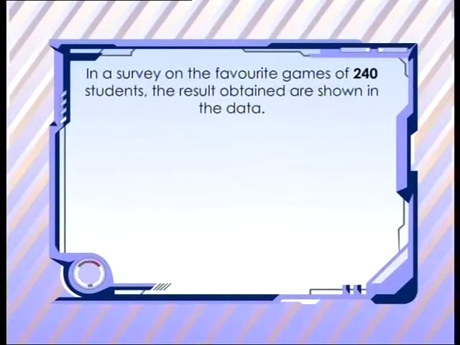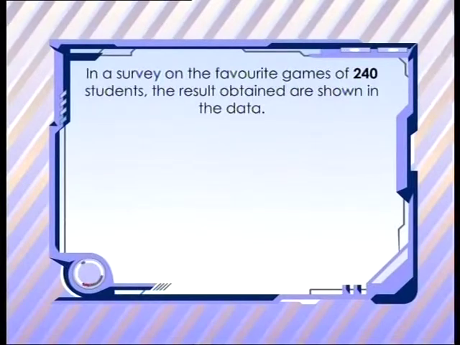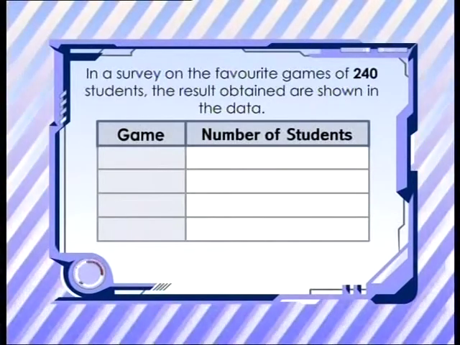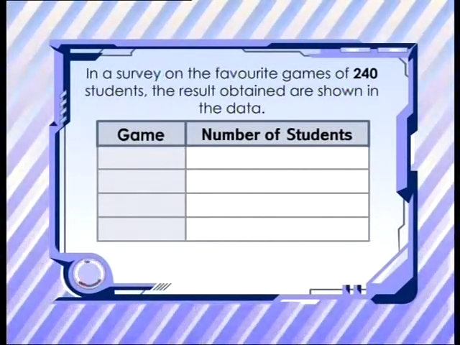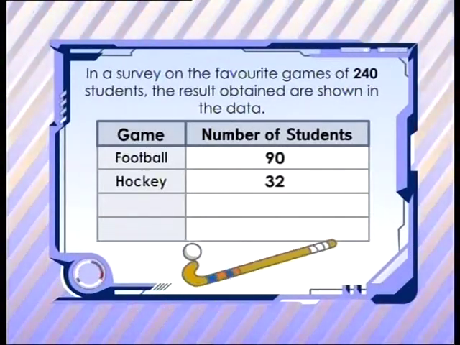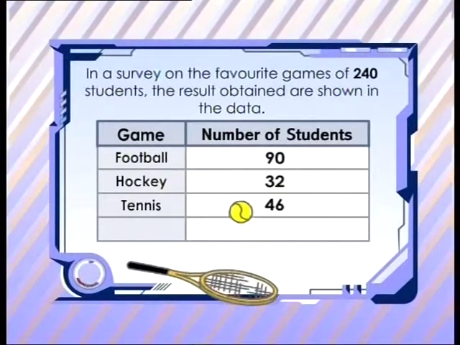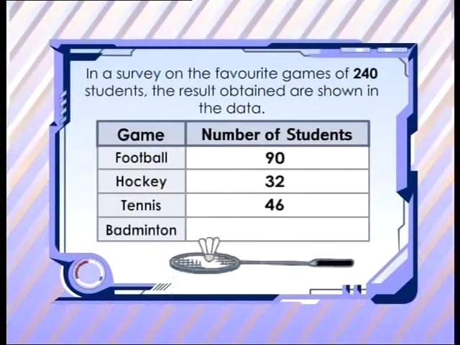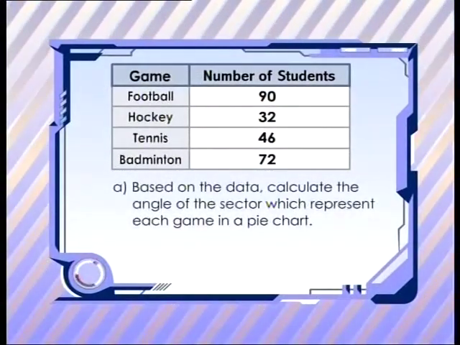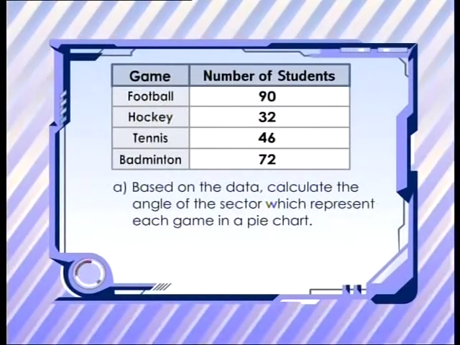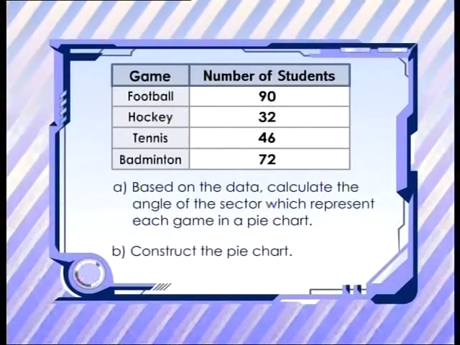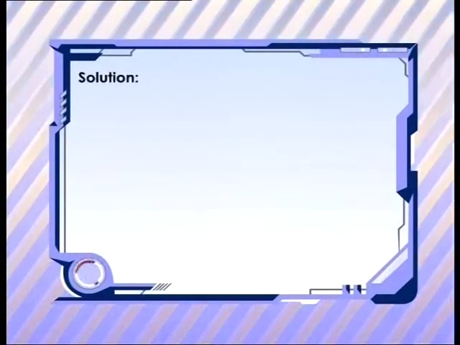In a survey on the favorite games of 240 students, the results obtained are shown in the data. Game: number of students. Football: 90. Hockey: 32. Tennis: 46. And badminton: 72 students. A. Based on the data, calculate the angle of the sector which represents each game in a pie chart. B. Construct the pie chart.